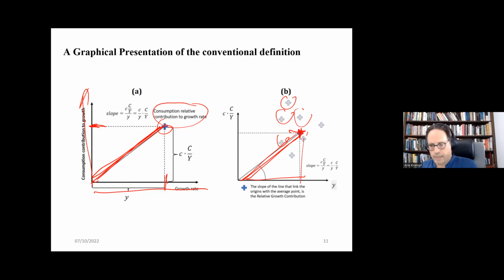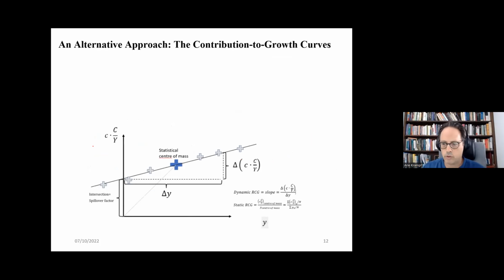Now, this approach tacitly assumes that if growth rate decreases by half, the relative contribution to growth also decreases by half, which means we assume here linearity and proportionality. We assume that there is a constant proportion between the contribution to growth and GDP growth rate. What we suggest is a linear relationship between contribution to growth and GDP growth rate, but we don't assume proportionality, which means we have a line, but we don't assume that this line has to go through the origin.